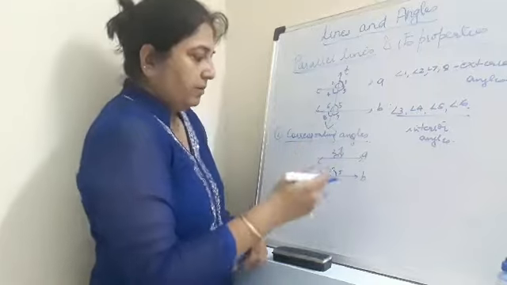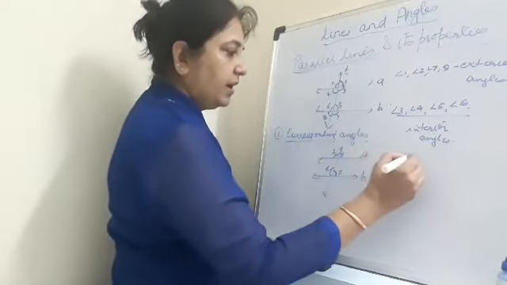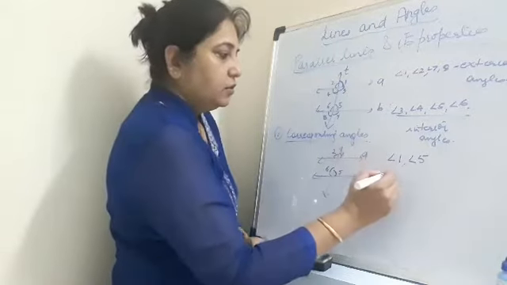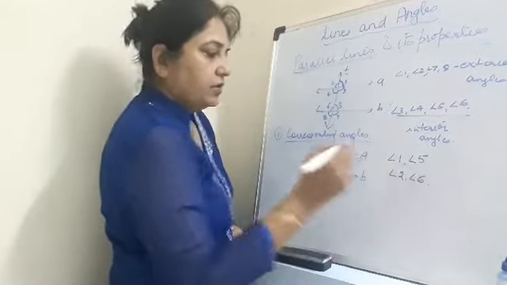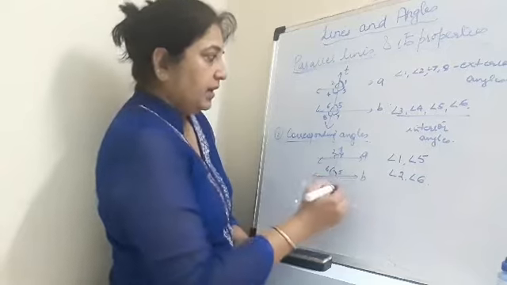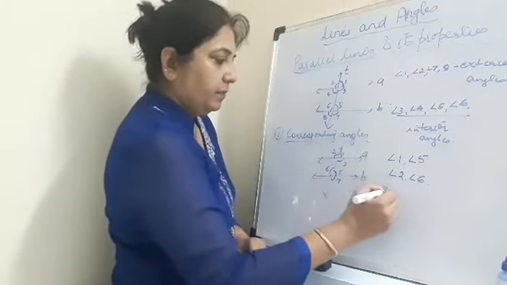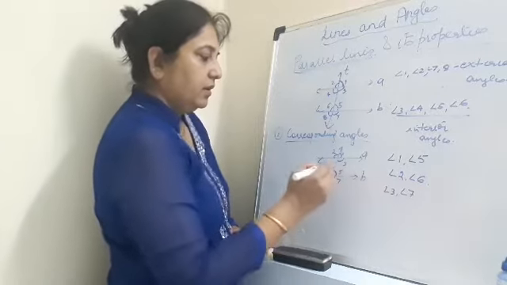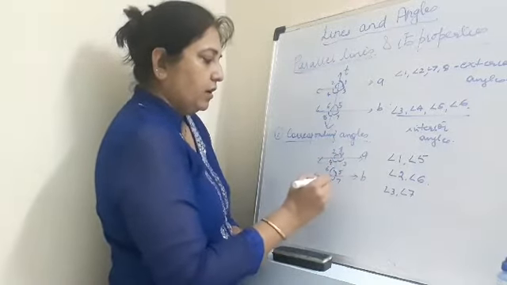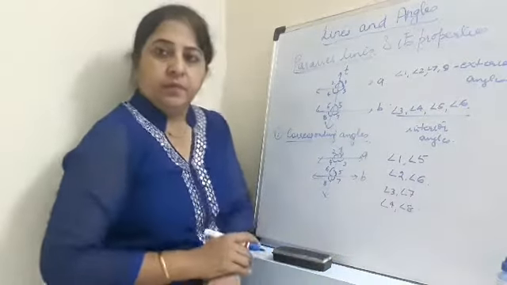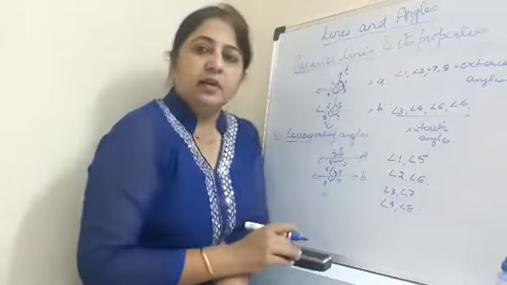So we'll go one by one. Angle 1 and angle 5 are corresponding to each other. Angle 2 and angle 6 are corresponding to each other. Then angles 3 and 7 are corresponding to each other, and 4 and 8 are corresponding to each other. Okay, so these are the pairs of corresponding angles.